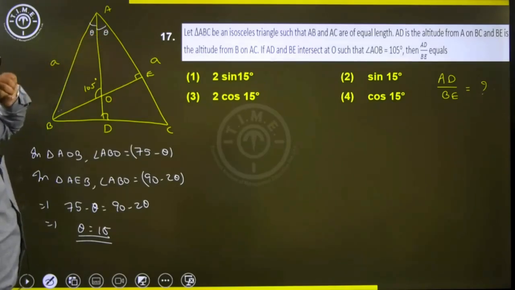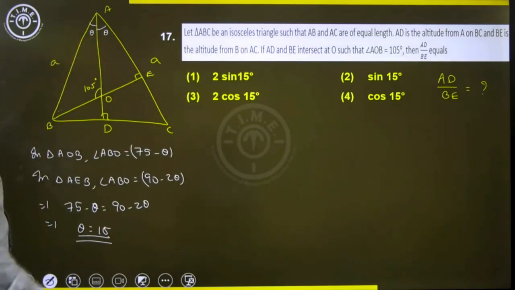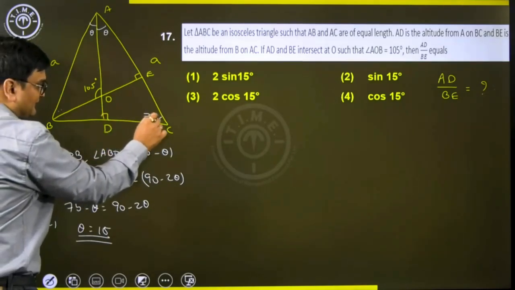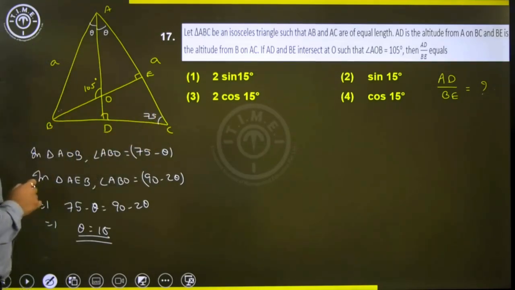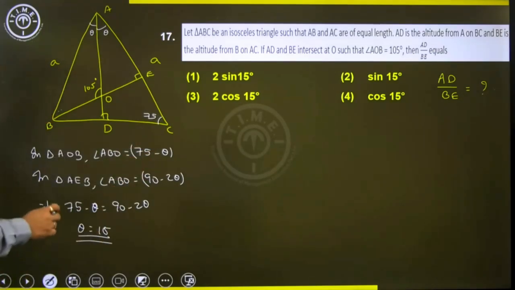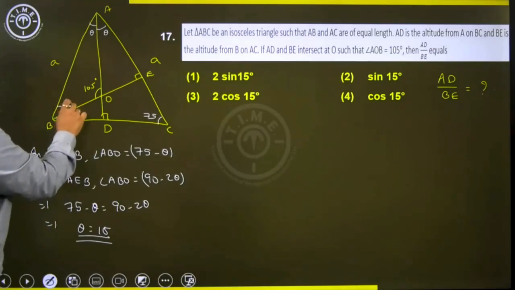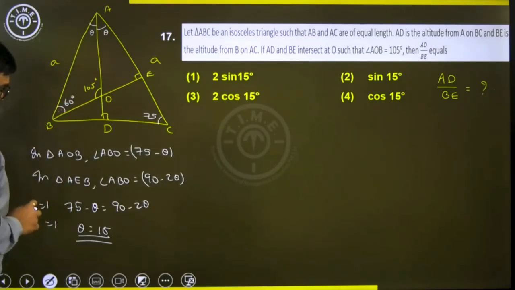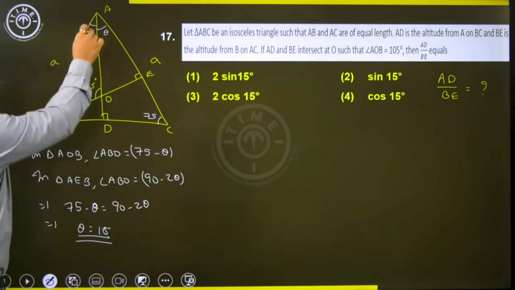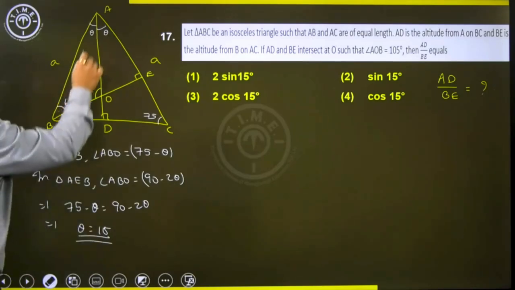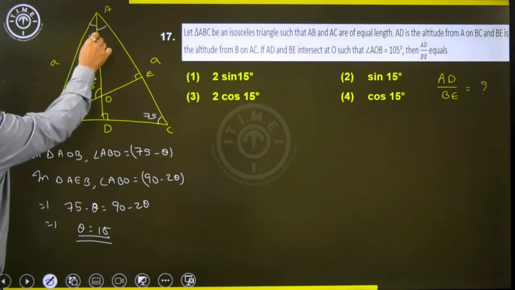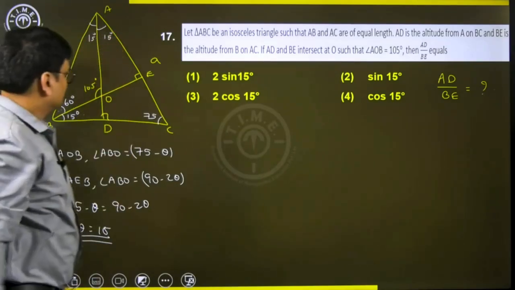So 15 and 15 will make it 30 degree. If this is 30 degree, can I say each of the base angles will be 75 degree. This will also be 75 degree. And in fact, we know how much ABO is. ABO will be 75 minus theta, which is 60 degree. And this will thus be 15 degree, and this theta we got as 15 degree. So, we have these values here.